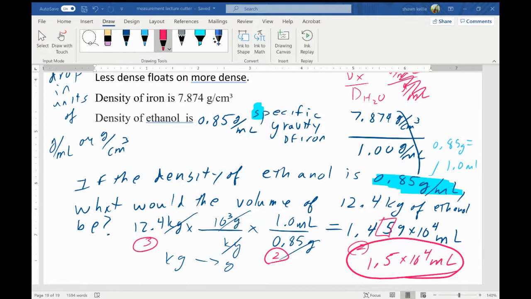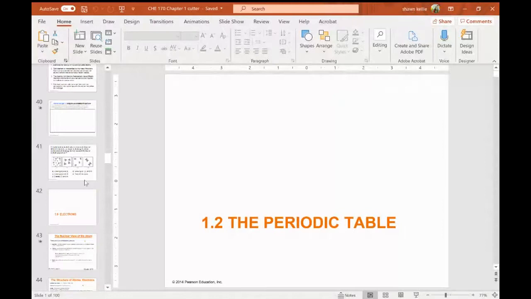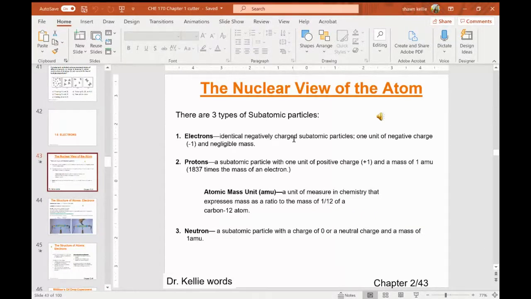Let's take a look at the next chapter. We are actually finished with that chapter, so we get to go on to the next one. And you all have started this one in the pre-recorded lecture, but what I'm wanting to do is go over a couple parts of it with you in person, starting with the introduction of the subatomic particles.